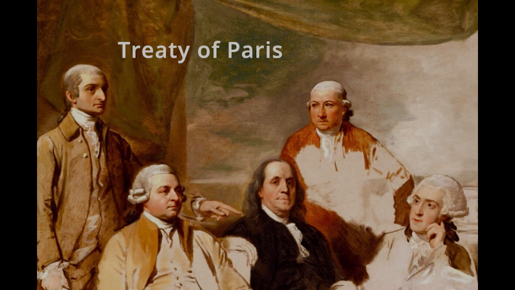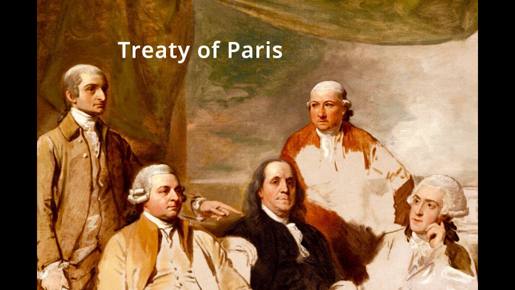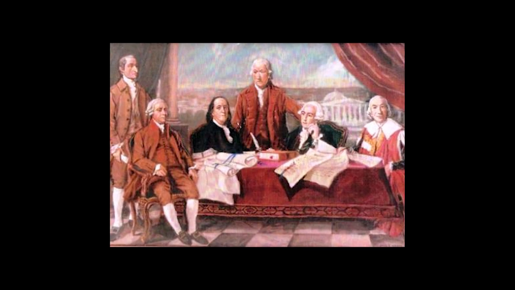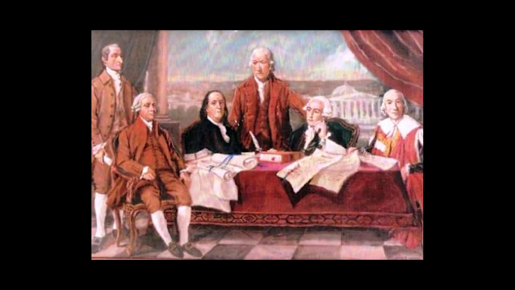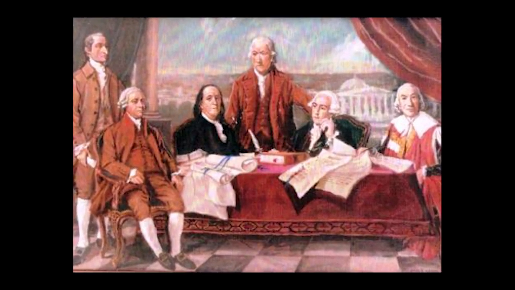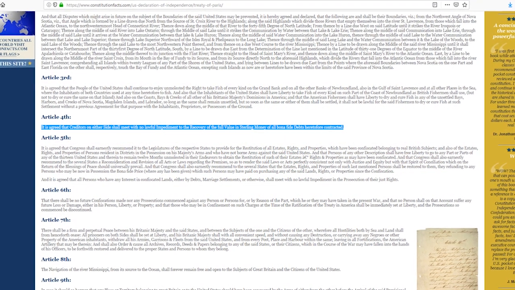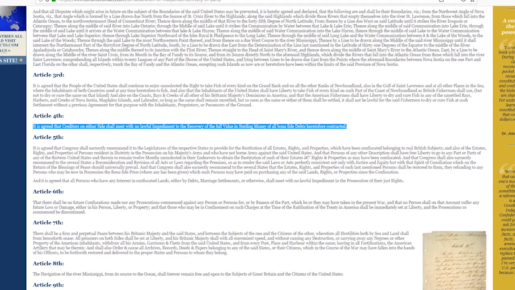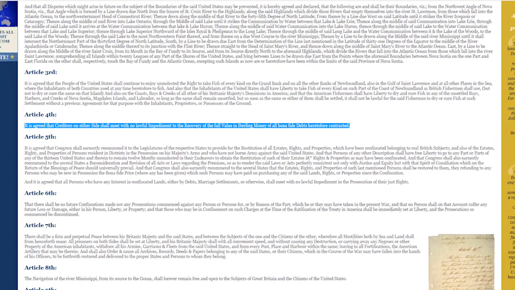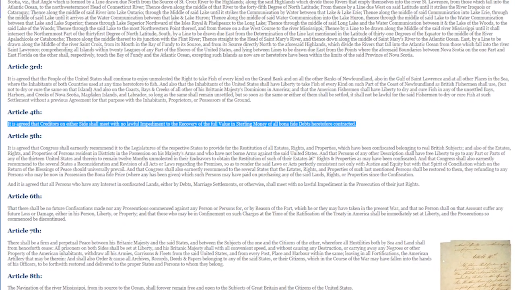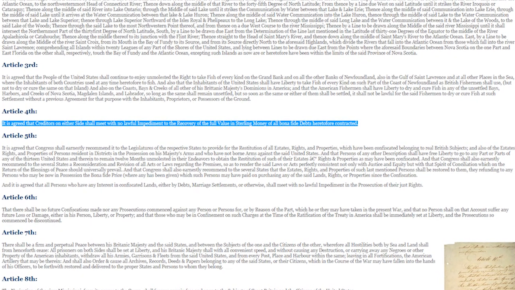The Treaty of Paris was signed September 3rd, 1783, initially ending the Revolutionary War. There are 10 articles in the Treaty of Paris, and out of the 10 declared, Article 4 sticks out as a claim of how debts should be honored between the two nations. Article 4 of the Paris Treaty states, "It's agreed that the creditors on each side shall meet with no lawful impediment to the recovery of the value in sterling money of all bona fide debts heretofore contracted."